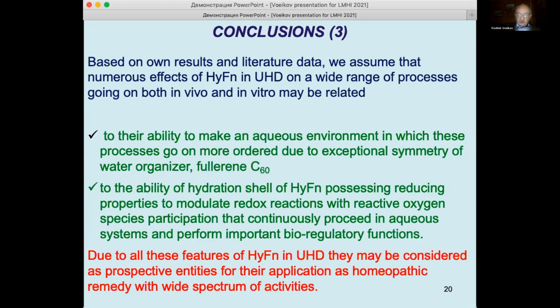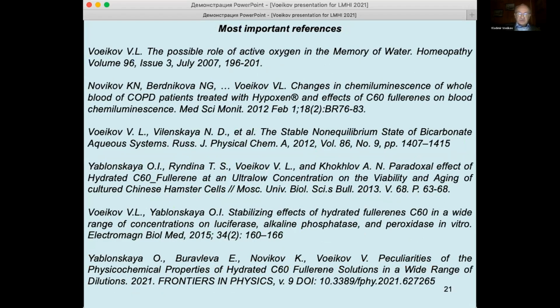And I would like just to add that already there is in Russia water on sale which contains hydrated fullerene in ultra-high dilutions, and in some medical institutions there are some clinical studies not related with our group which show the beneficial effect of such drinking water. Here is the list of references of papers which were published on this topic.